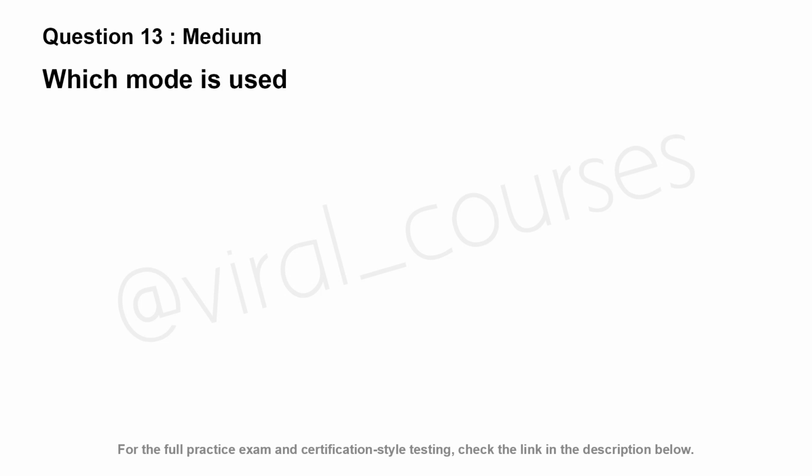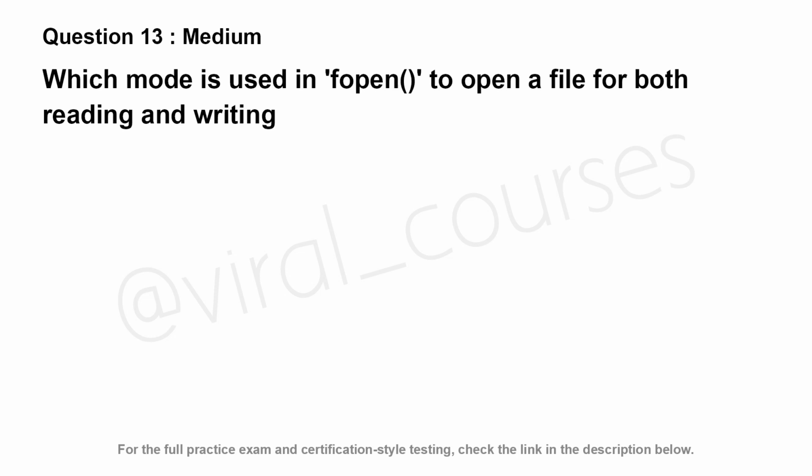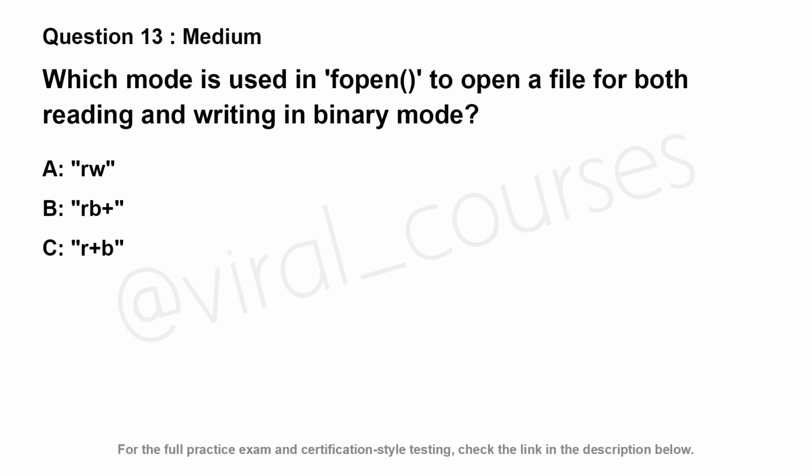Which mode is used in fopen to open a file for both reading and writing in binary mode? Option A, RW. Option B, RB+. Option C, R+B. Option D, both B and C.